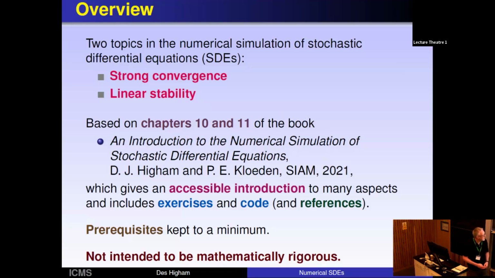As I said, this is based on a couple of chapters from the book. The book does have exercises. So some of the gaps today are exercises in the book, and there are solutions online as well to those exercises. There's also code, MATLAB code associated with the book, and lots of references. So although the book isn't giving you all the technical details, and neither is the talk today, there are references there that you can follow up if you really are interested in rigorous proofs of these results. So we're not trying to be rigorous, we're just trying to give the basic ideas.